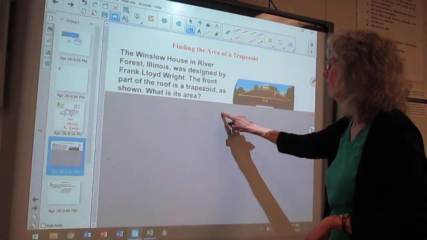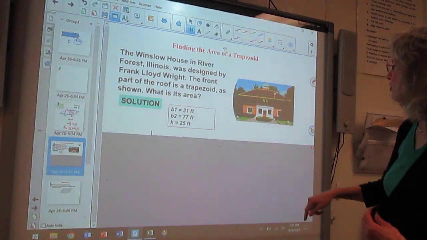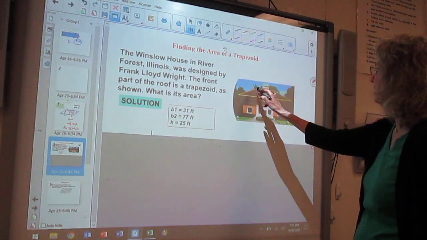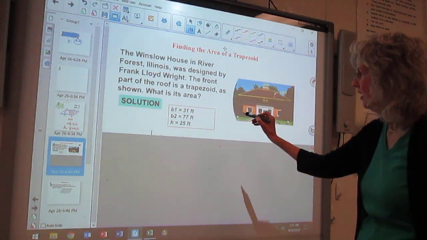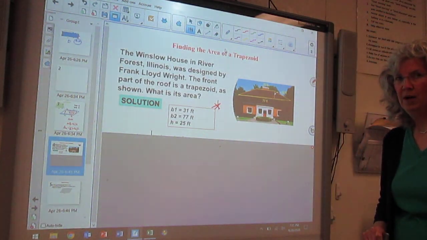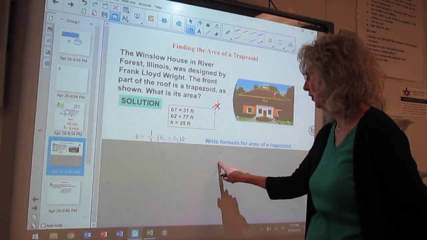Okay. Here's a trapezoid on the roof. We have a base of 77 feet, a top base of 31 feet, and a vertical height of 25. Notice that I have pulled that information into my word problem nice and clearly in a box. I want you to do that in all your work.